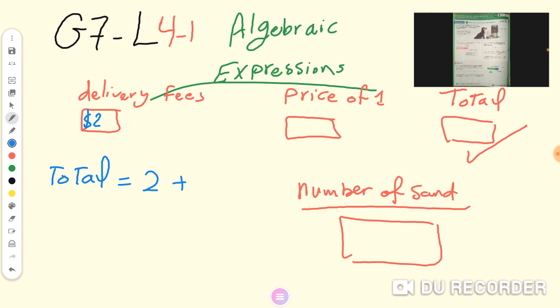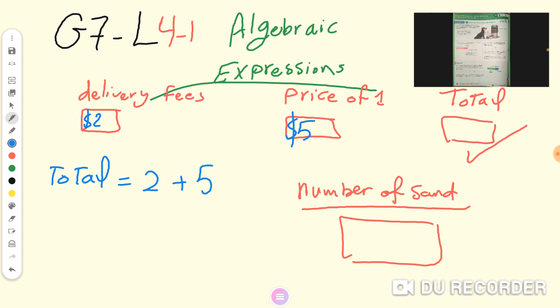The price of one sandwich is fixed too. Say it's $5. So if I ask for one sandwich, I'll pay 5 plus 2, which is a total of 7. If I ask for 2, I have to pay for 2. So I ask my friends how many sandwiches they need, and it's different. We don't know the number, or we will know the number later. So it's not fixed.